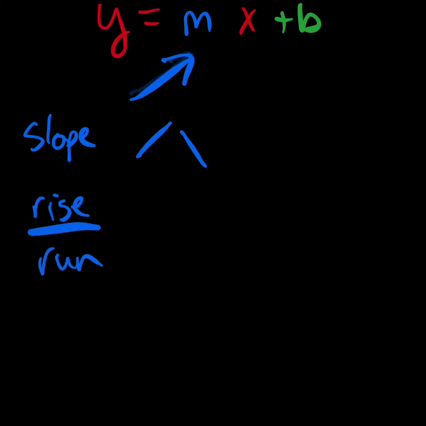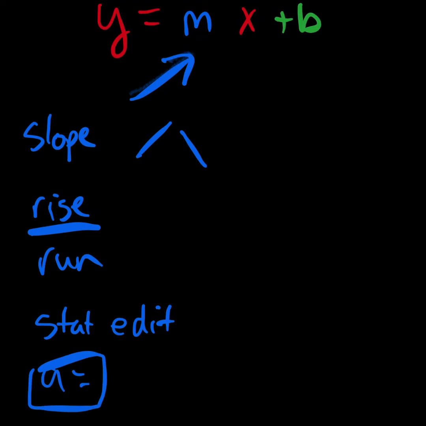So how steep a line is. And remember, you can find this using stat edit. Whenever you use stat edit, the calculator gives you the slope as a. So it says a equals.